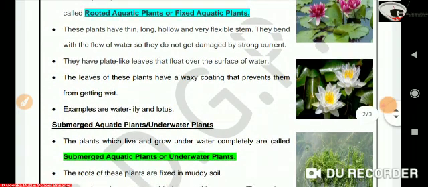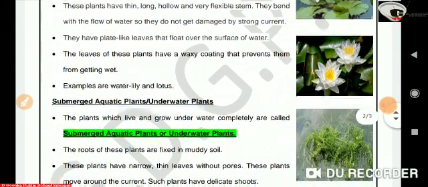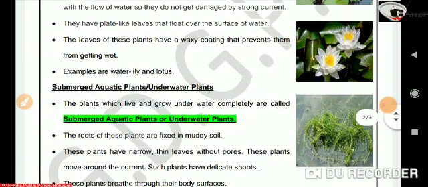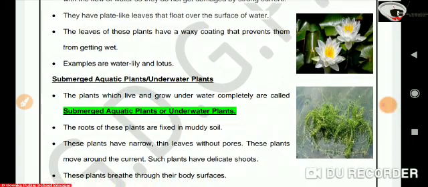They have plate-like leaves that float over the surface of water. The leaves of these plants have a waxy coating that prevents them from getting wet. Examples are water lily and lotus.